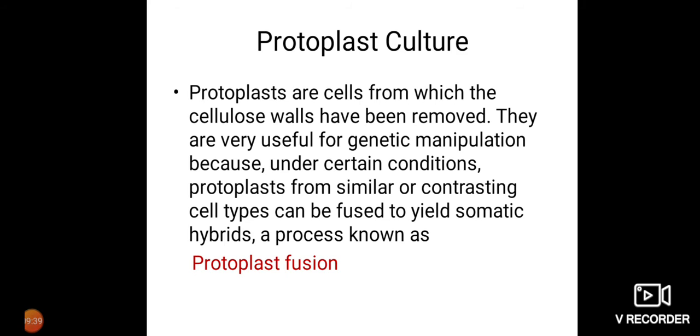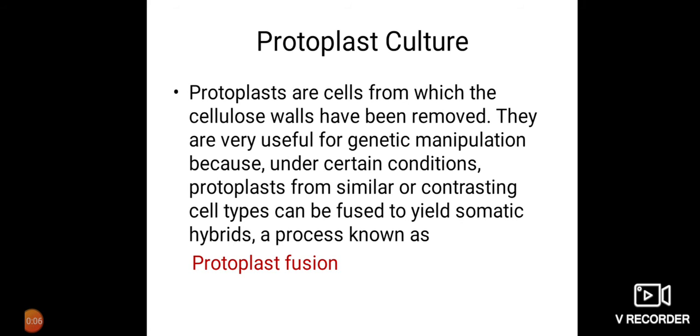As I told you, protoplast culture is very important for genetic manipulations. Whatever changes we want to bring about in a particular plant cell, we can do only if the protoplast is available. If the protoplast is not there, it is going to be highly difficult to make those changes within the plant variety.